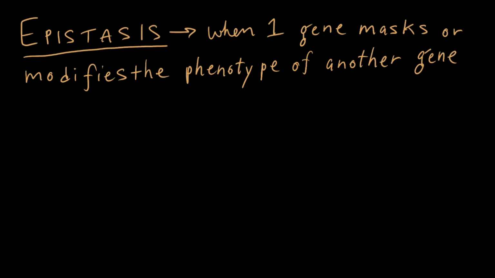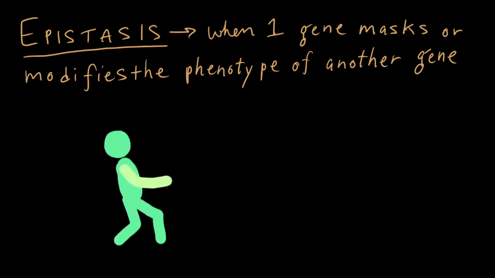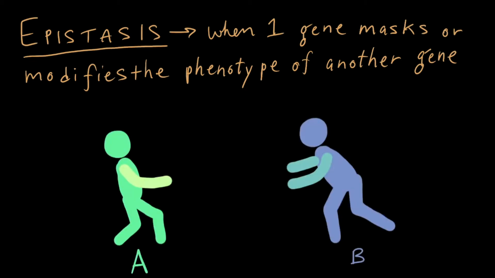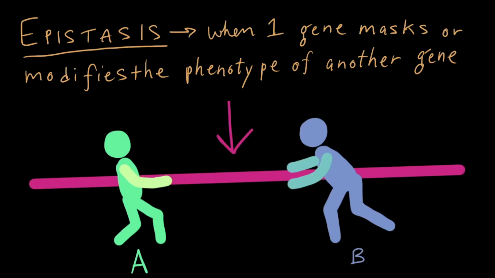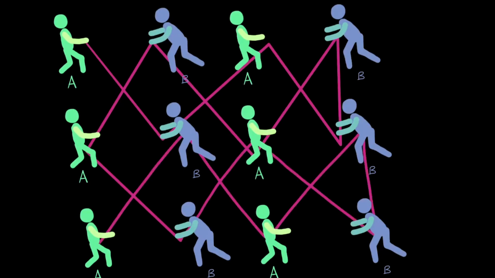An easy way to visualize this relationship is by imagining a game of tug-of-war. Person A is gene A, person B is gene B, and the rope between them is epistasis. Realistically, however, these interactions would look more like a web.